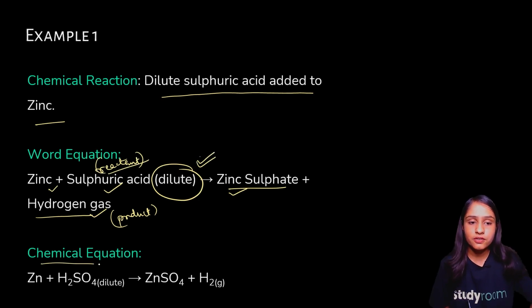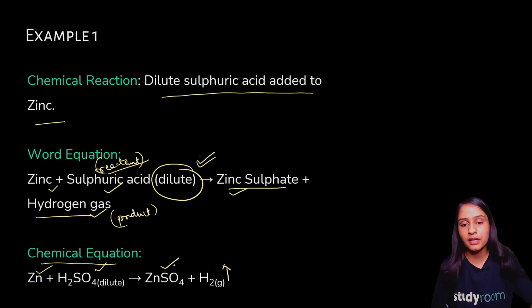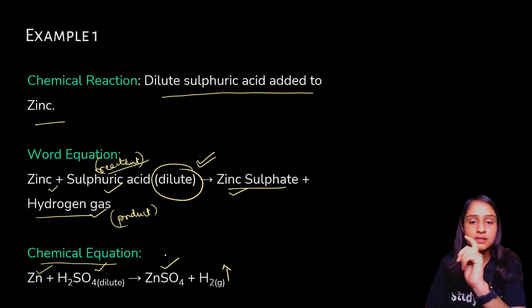The chemical equation of it is zinc plus sulfuric acid in its dilute form gives ZnSO4, zinc sulfate, plus H2 gas which got emitted. So this is the proper representation of the chemical reaction.